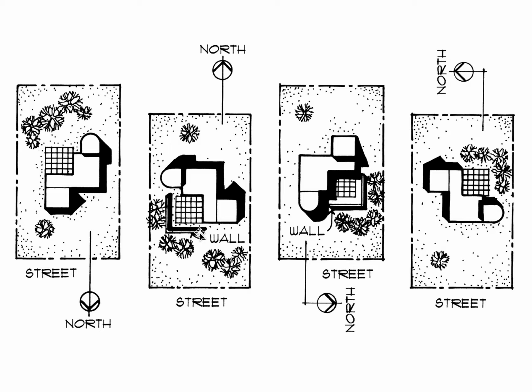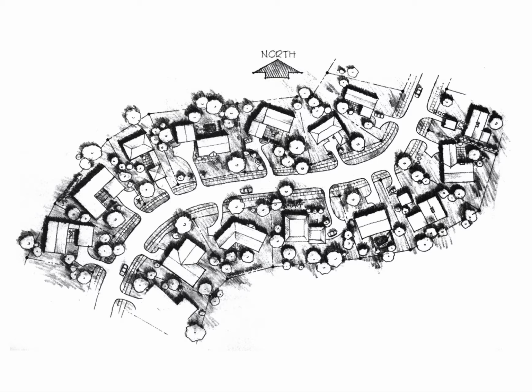Maybe I can use a retaining wall to block some negative views, as they've done here. Maybe I could put the patio on the back side so it's not facing the street. So there are things to consider as we lay out our site plan and start to design our residences.